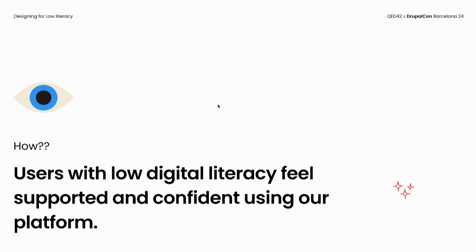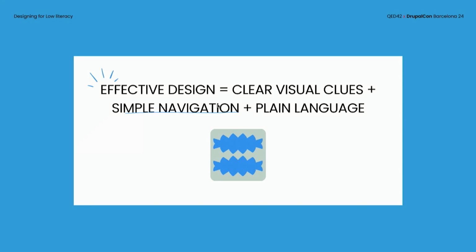So we understand that users with low digital literacy feel supported and confident using our platform, and we have to incorporate that in our designs. There's also a simple formula that we can learn: effective design is equal to simply clear visual cues, simple navigation, and plain language that is understandable for everyone.